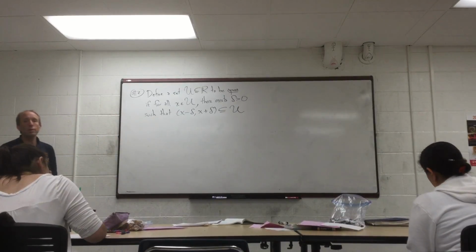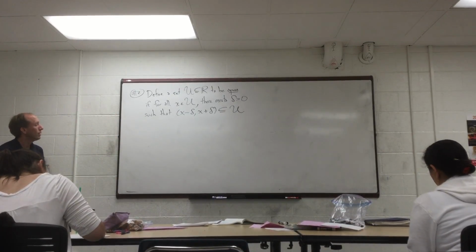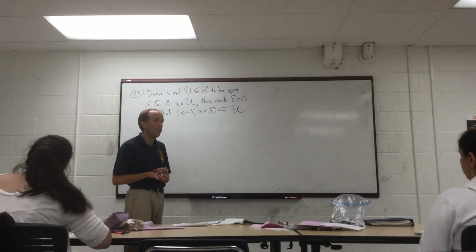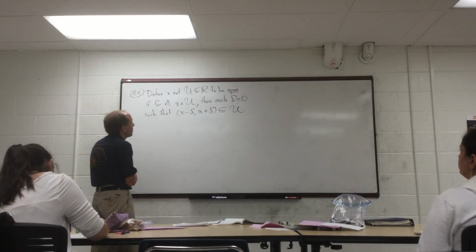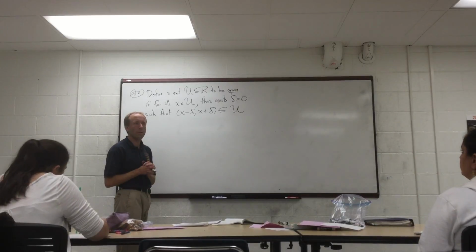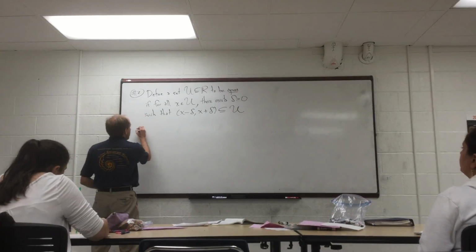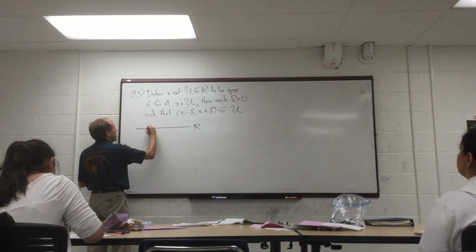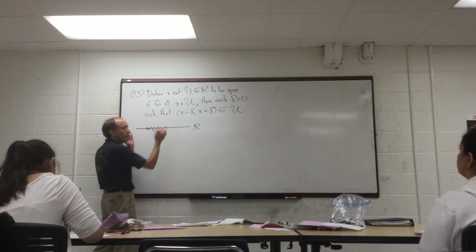I'm defining an open set this way. All right? And then we're going to prove a few things about it. Do you understand the definition? So if I have a set U, so this is my real number line, I have a set U here, maybe U is these points here or something, right?